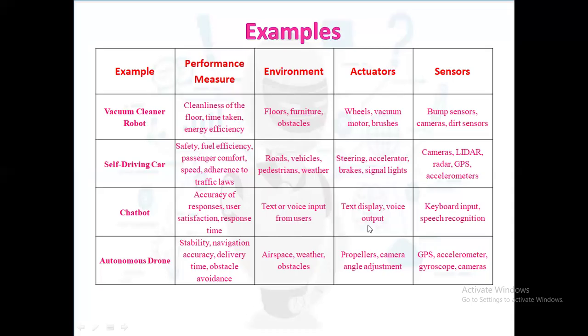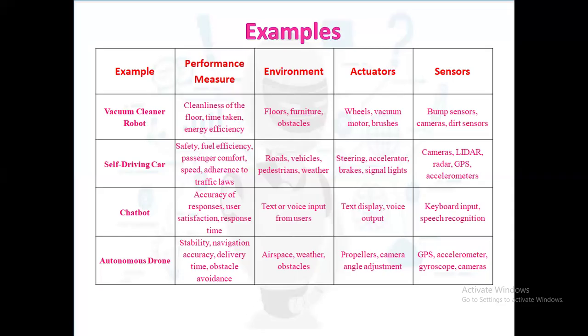Next, a chatbot interacts with the users through what? Text or voice inputs, using natural language processing to understand queries. It operates in a virtual environment and relies on sensors like keyboards or microphones to gather input, and actuators like text displays or voice output to respond. Its performance is determined by accuracy of response, user satisfaction, and the speed of its interactions.